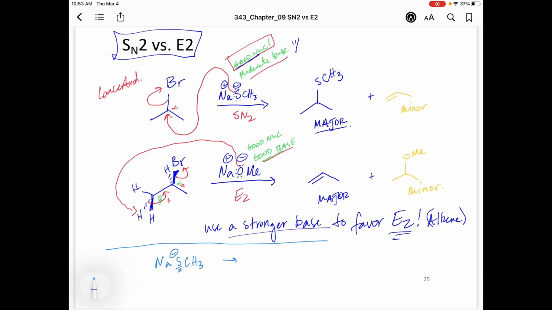So we're really just kind of focusing on this S minus, okay? So if we were to add a proton, you'll end up getting a thiol. And if we can do the same for our methoxide, right? We're going to add a proton, we end up getting methanol.